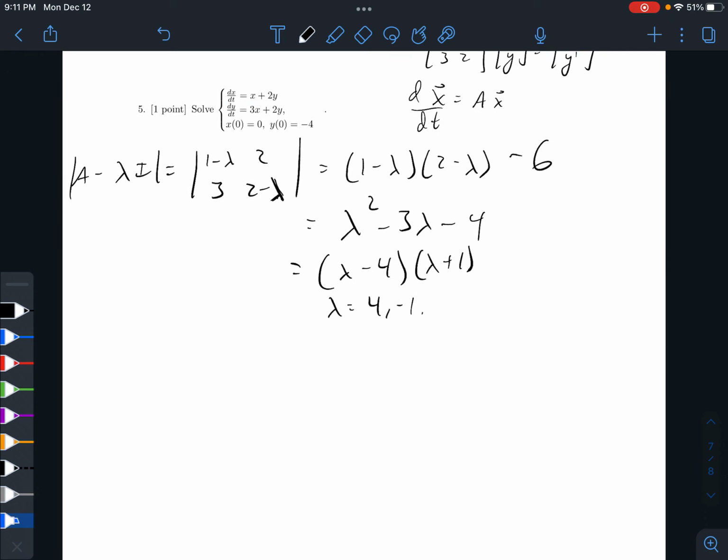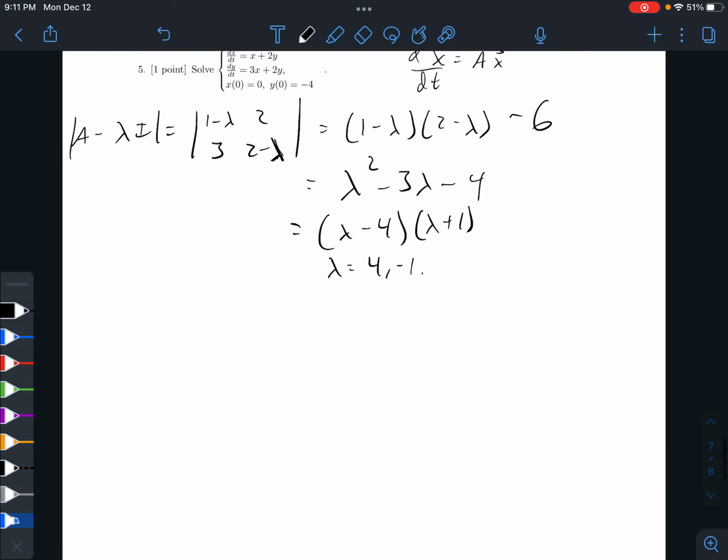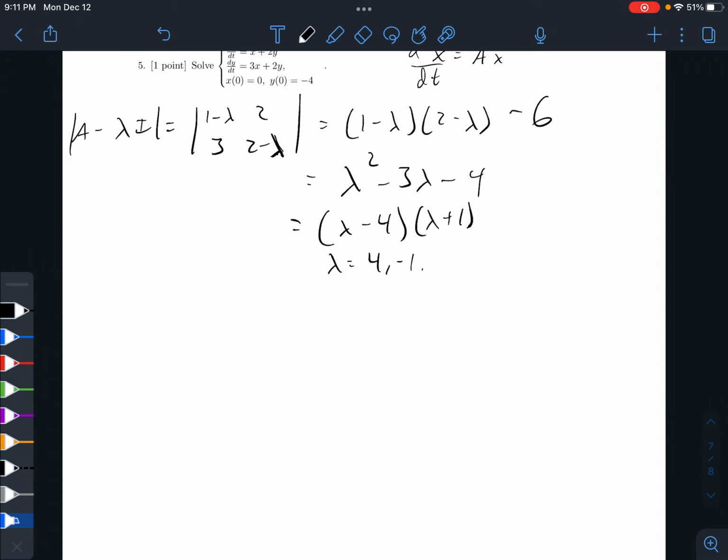Great, this problem's gonna be not so bad because these are distinct eigenvalues. Whenever you have distinct eigenvalues, it's generally easier to go about solving the problem, I think. All right. So eigenvectors for lambda equals 4.